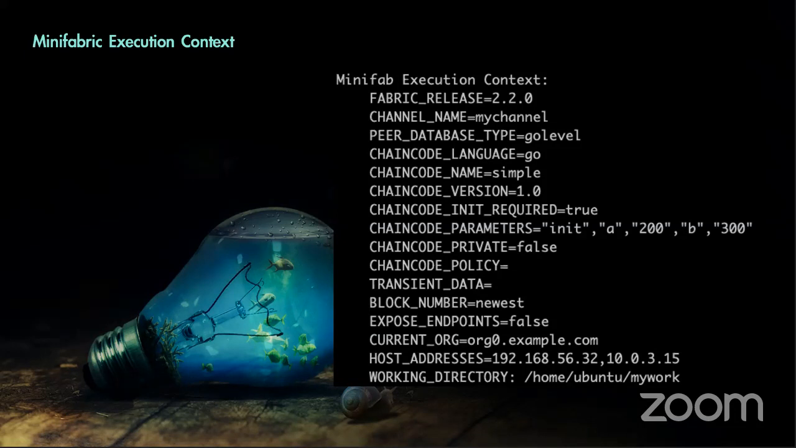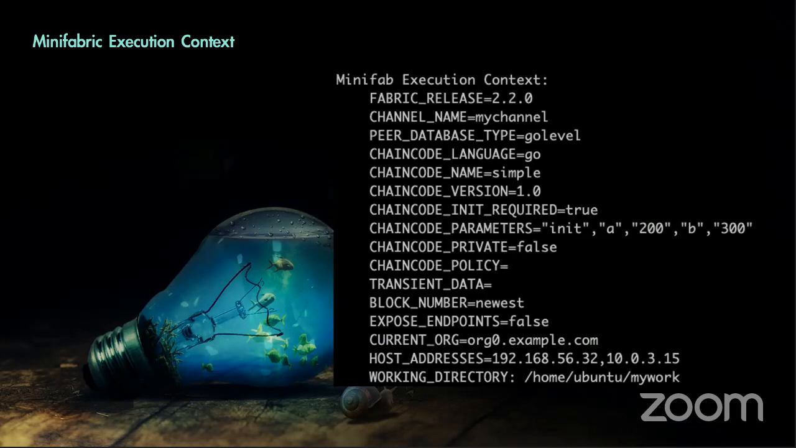Every time you run a Minifab command, it will tell you what the context is. For example, this is a screenshot, and I don't remember what command I ran, but for every command that you run, you see the exact same context you're currently using. In this case, the Fabric release is 2.2, the channel name is my channel, and the peer database type is GoLevelDB. Minifabric also supports CouchDB.